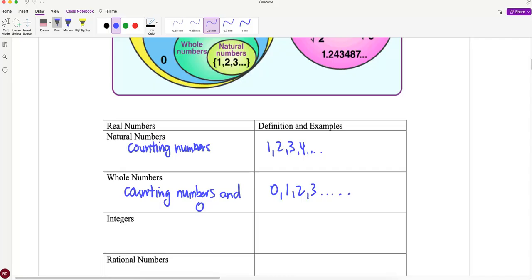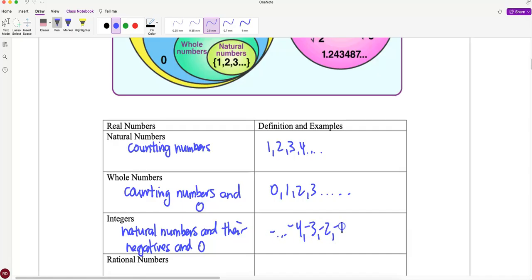Now the integers, if you think about it, that's where we enter with positive and negative. So basically it's the natural numbers and their negatives and 0, okay? So this is -4, -3, -2, -1, 0, 1, 2, 3, and so forth. Basically, it's the whole numbers and then all the negatives of those positive numbers.